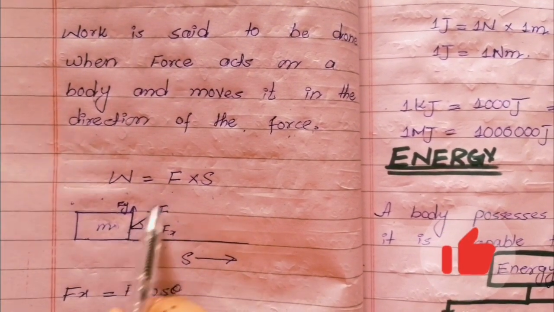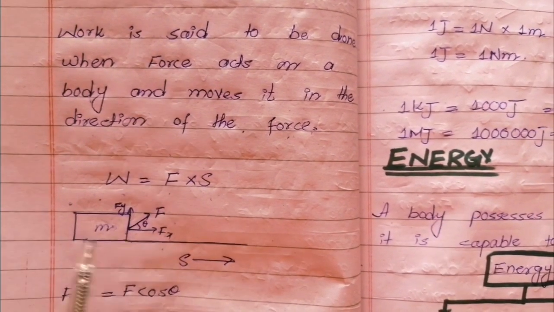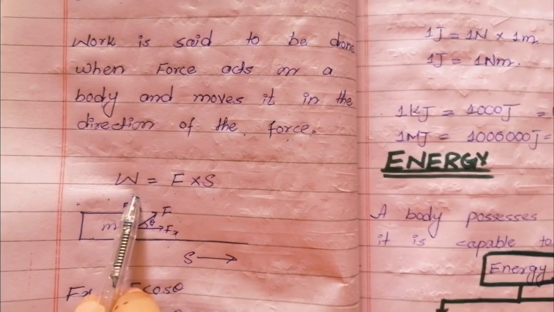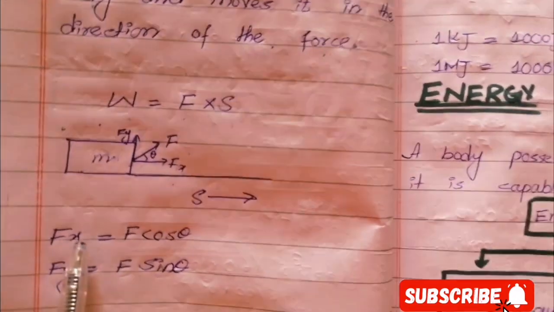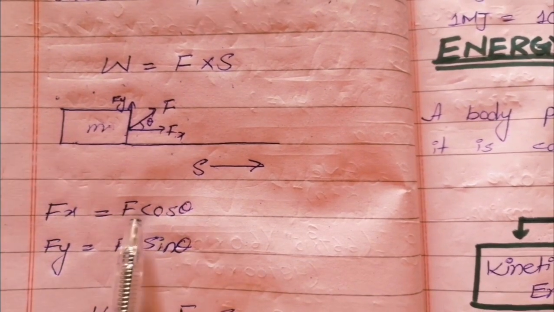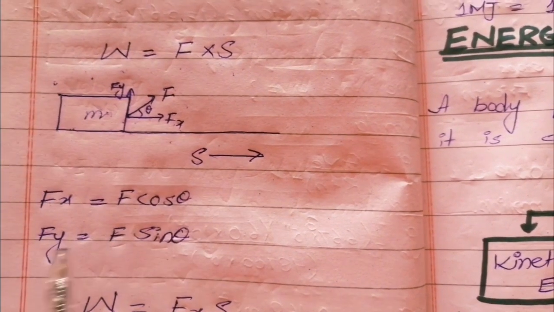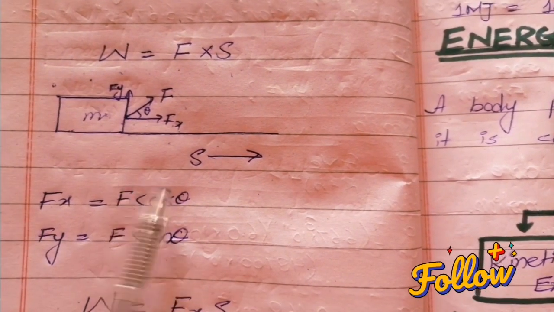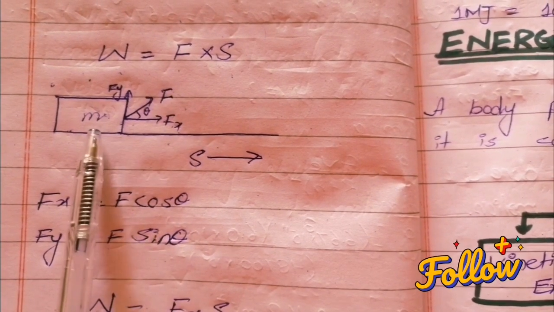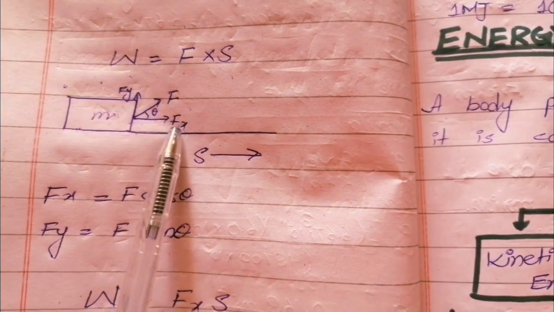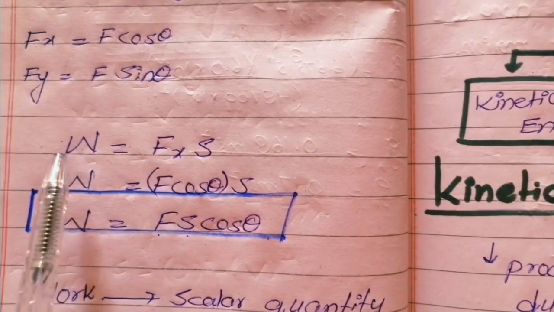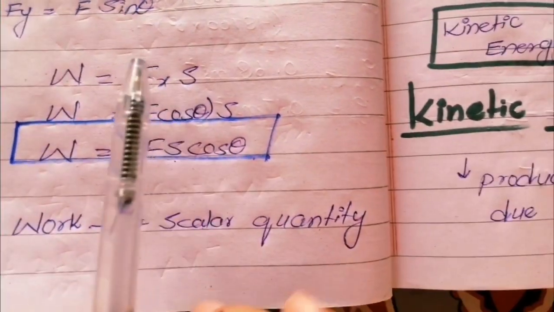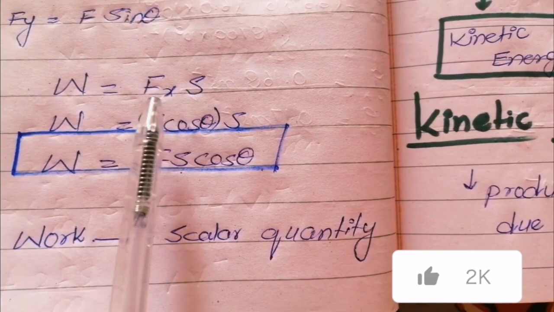Consider a body of mass m. When we apply a force on this body, we have drawn here the x component of the force and the y component of the force. The x component of the force is equal to F cos theta. The y component of the force is equal to F sin theta. So, if after applying the force, the body moves along the x-axis, then W is equal to Fx s, because the body is moving along the x-axis.